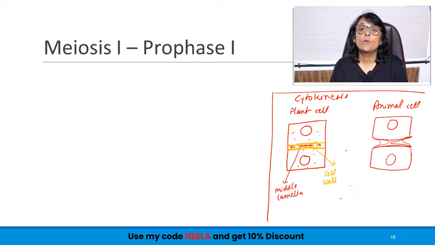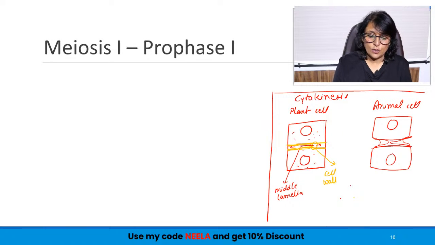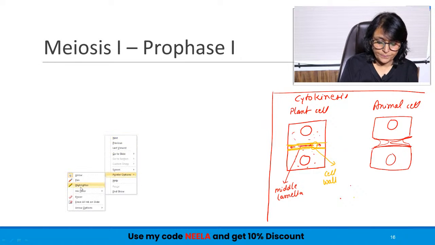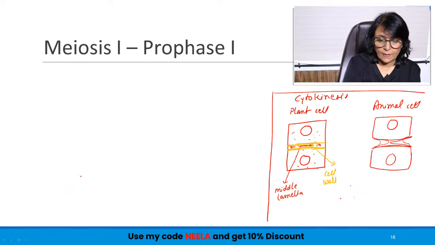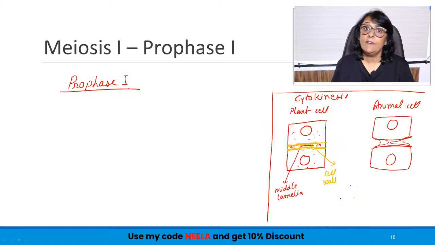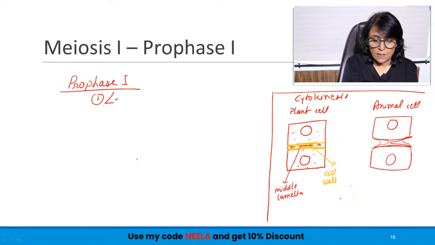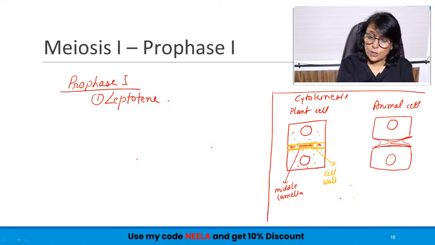We were talking about Prophase I. Now, in the previous part, we had an overview. Now, this time, our focus is only on Prophase I. So, when we talk of only Prophase I, we said there are 5 sub-phases. First, leptotene, it is also known as leptonema.